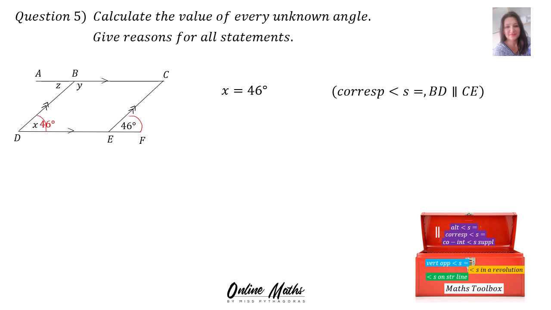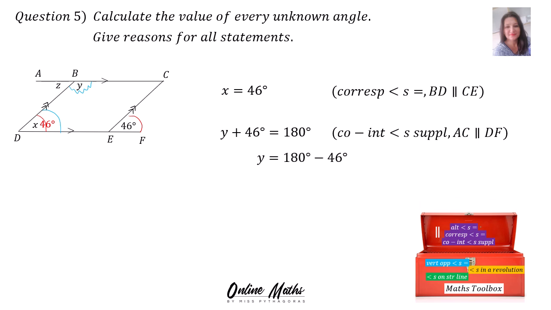Then let's move over to the other angles. Let's start with angle Y. Now what is happening there? Can you see that angle Y plus the 46 is equal to 180 degrees? They are co-interior angles, supplementary, and your parallel lines are AC parallel to DF. And then we can solve Y. So the 46 will walk across. 180 minus 46 is 134 degrees. Once we know the size, we fill it in on our sketch.